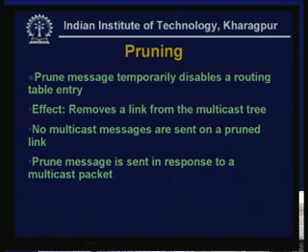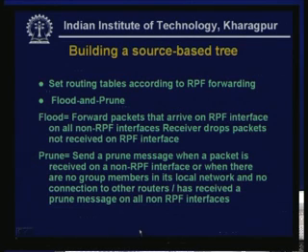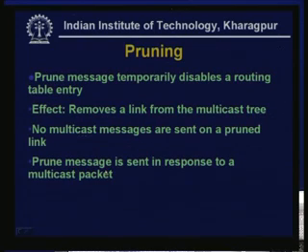Okay. Now, a prune message temporarily disables a routing table entry. In effect, it removes a link from the multicast tree. No multicast messages are sent on a pruned link. So, a prune message is sent in response to a multicast packet which has come and which satisfies any of these conditions. Once again, that it is received on a non-RPF interface, or when there are no group members in its local network and no connection to other routers, or it has received a prune message on all non-RPF interfaces. So, in such cases the prune message is sent.